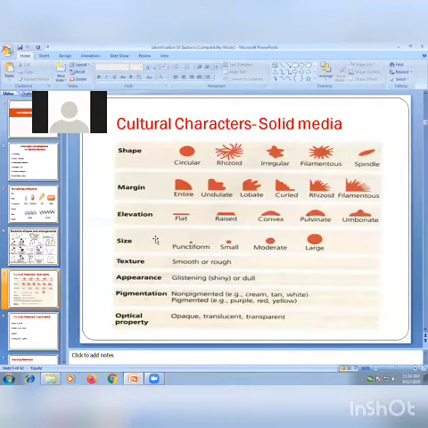And the last one is optical property, also known as the opacity of the colony. Just hold the plate towards the light. If light passes, it is a transparent colony. If a small amount of light passes, it is called translucent or semi-transparent. And if light doesn't pass through the colony, it is called opaque, or non-transparent. So these are all the characteristics of colonies.